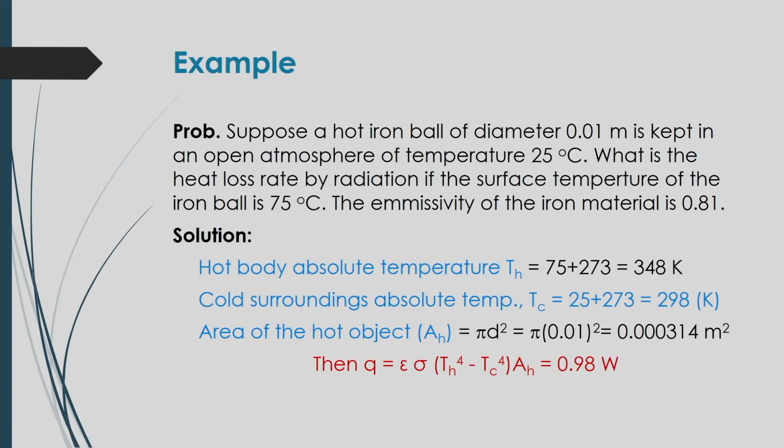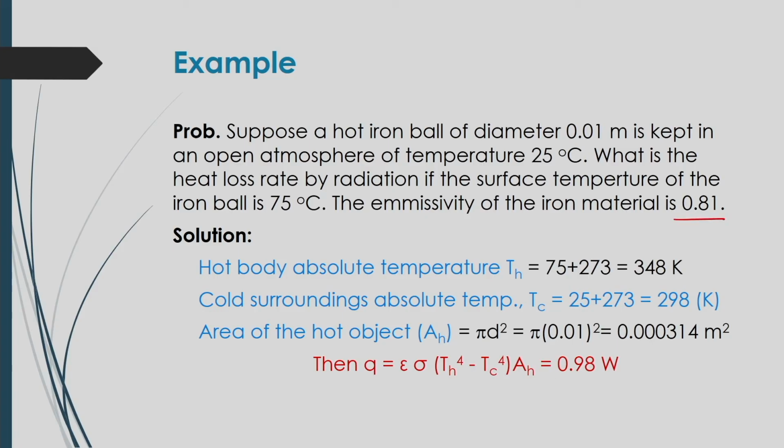Let us do an example based on this. Suppose a hot iron ball of diameter 0.01 meter is kept in an open atmosphere at a temperature of 25 degrees Celsius. Then what is the heat loss rate by radiation if the surface temperature of the iron ball is 75 degrees Celsius and the emissivity of the iron material is given as 0.81?